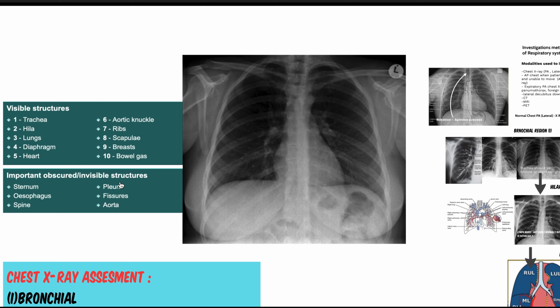So now the important invisible structures are, on an x-ray you are not able to see a sternum, an esophagus, spine, pleura, fissures, or the aorta. Sometimes you can see the fissures, but on a normal x-ray you are not able to distinguish between the different types of fissures.